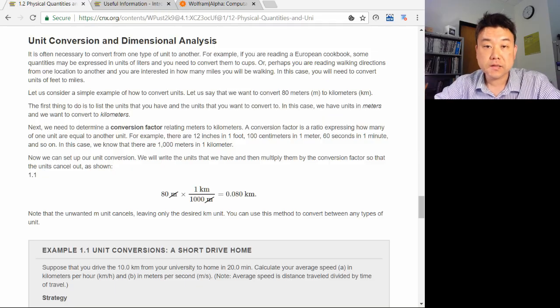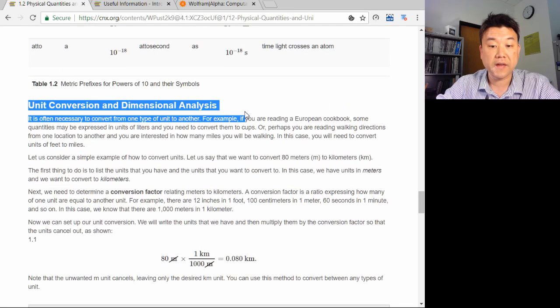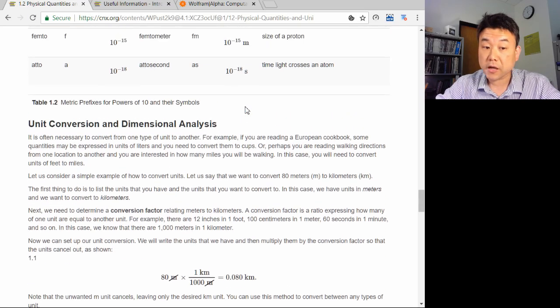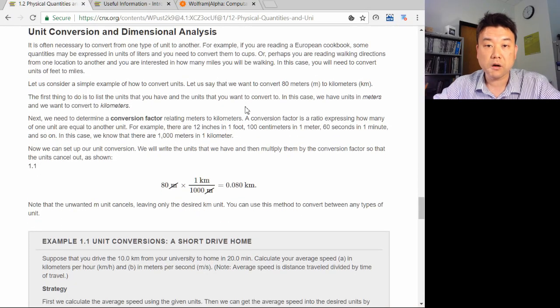Hi. In this video, we'll work out a few examples of unit conversion calculation. Before we start, there are some examples of unit conversion calculation done in the textbook. It's in section 1.2, physical quantities and units, under unit conversion and dimensional analysis. So please do take a look at it. This video is meant to supplement what is already in the textbook.